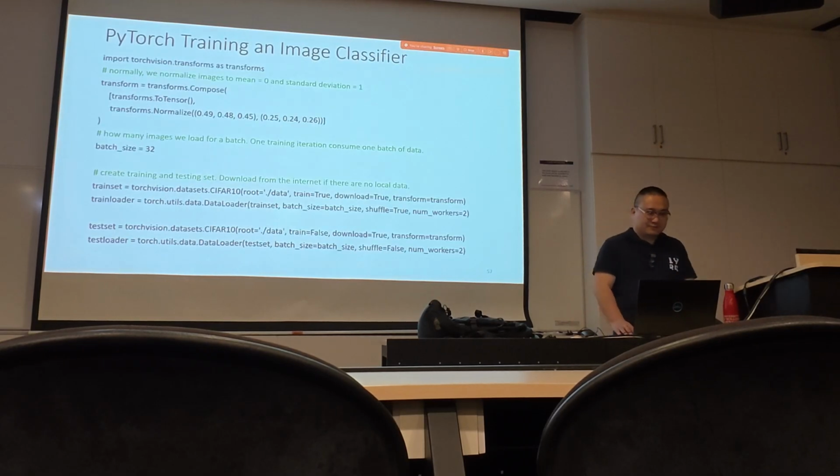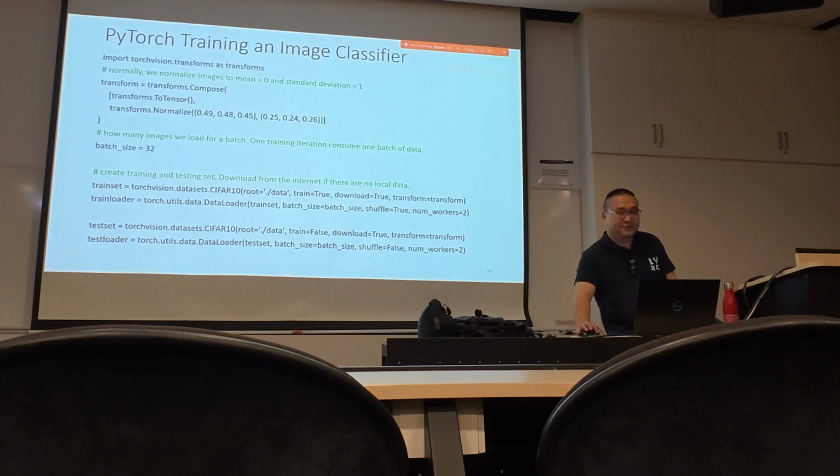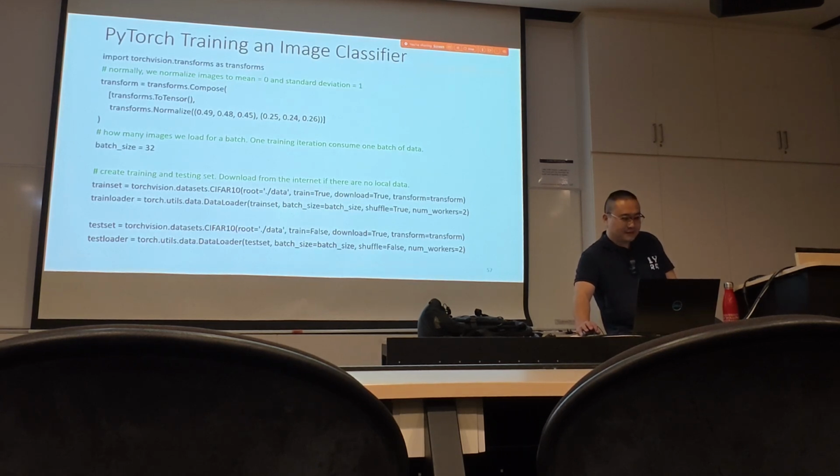Because we provide a lot of comments in this code, we don't go into the code in great detail. Just briefly go through the code. Here we import the modules from Torchvision, and then here is the transformation that we want to do for the data. Basically, we want to convert the data to tensors, and then we want to do the normalization.